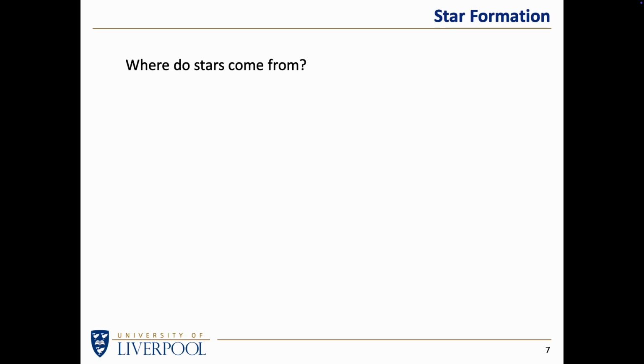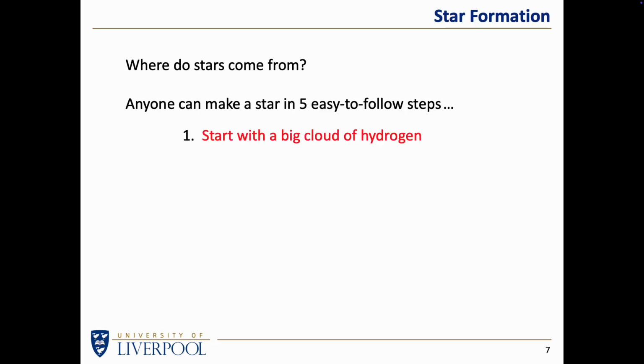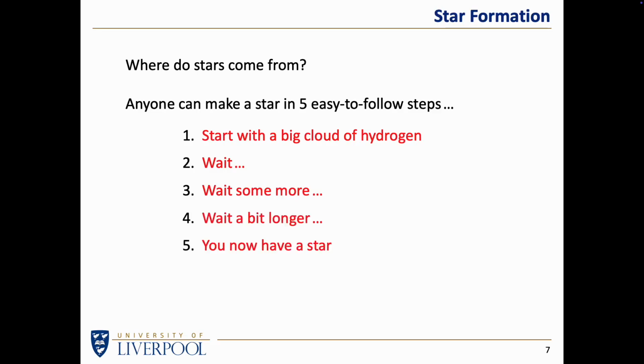So let's think about star formation, where they come from. You may be surprised to know that anybody can make a star. It's easy. All you need to do is to follow these 5 very easy steps if you want to make a star. You start with a very large cloud of hydrogen. Step number 2, wait. Step number 3, wait some more. Step number 4, just wait a little bit longer, and then you've got a star. In other words, you don't need to do anything.